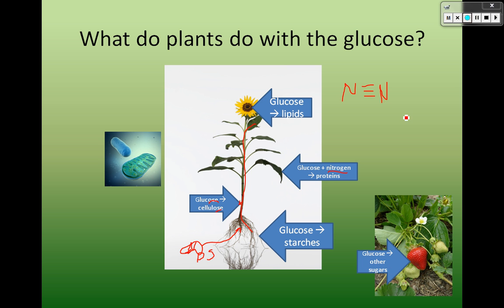If the plant makes a fruit, and sunflowers don't make fruits, so I went with this nice strawberry plant as well, then the glucose goes to the fruit and can turn into other sugars like fructose or sucrose, which are both much sweeter than glucose, which is why fruit tastes so sweet. And it's supposed to taste sweet because the plant makes the fruit to encourage animals to eat it, because fruit has seeds in it, and then the animals wander off and waste out the seeds someplace later, and it helps the plant to spread around.